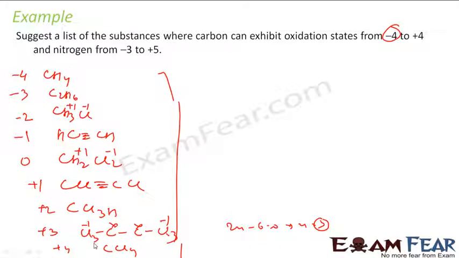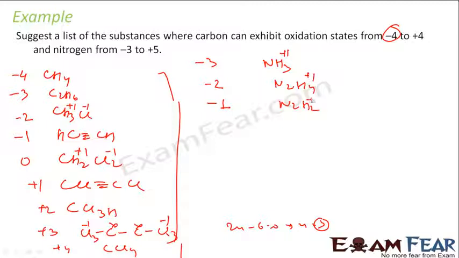Similarly, let's do it for nitrogen. For minus 3, just NH3, because hydrogen is plus 1. Pretty simple. For minus 2, you can write N2H4, correct? For minus 1, you can write N2H2, because hydrogen is plus 1 each, so this gives you minus 2 and this gives you minus 1.